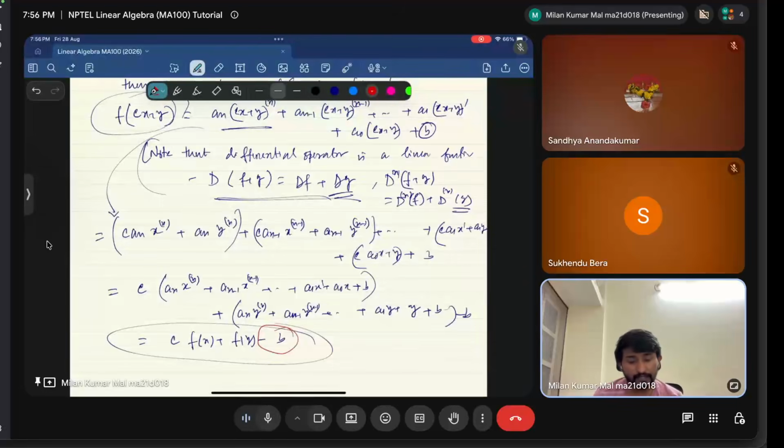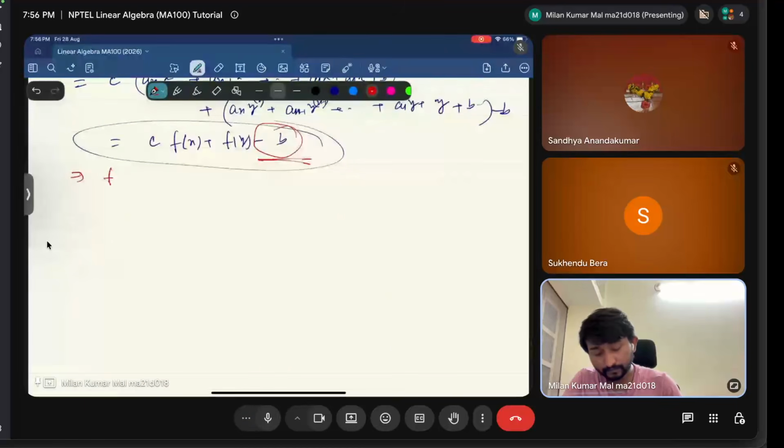So if it is linear, if the function f is a linear transformation, then this entry should not appear. This entry should not appear means this entry is 0. If this entry is non-zero, then f is not a linear transformation. So from here, what we can say is f is a linear transformation if and only if b is equal to 0.